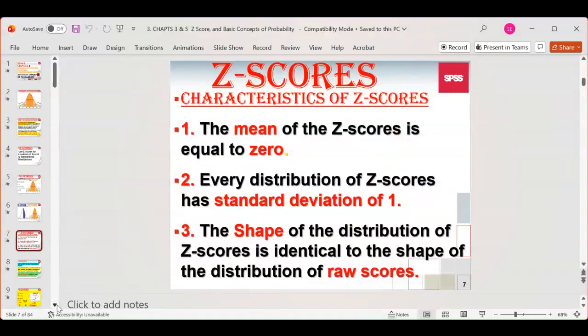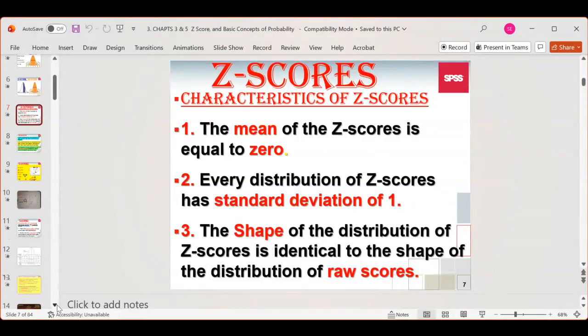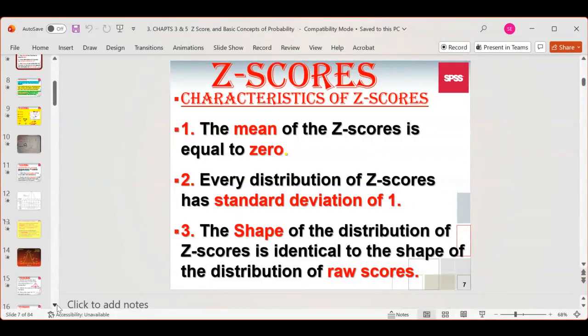Again, Z-score is a standardized score, and it has its own characteristics. Three to be exact. Number one, the mean of Z-score is always 0. The standardized test, just like the mean for IQ, is always 100. We're not talking about some Mickey Mouse IQ test on the internet. We're talking about professional or commercial IQ tests: Stanford-Binet, Wechsler, and beyond.